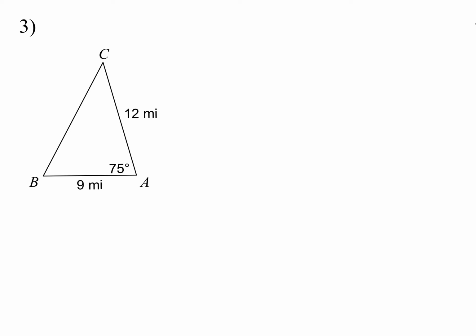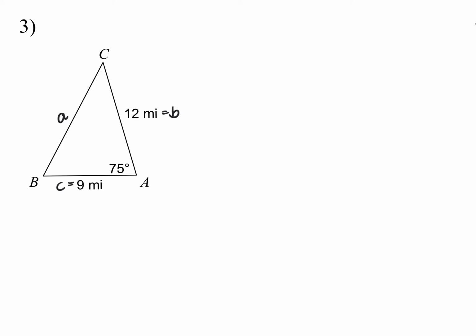Starting out the same way as with law of sines, I'm going to label my triangle just to make sure that I know what each side is. Across from angle A is little a, across from angle C is little c, and across from angle B is little b. Now I want to notice the difference between what we just did with law of sines and what we're going to do with law of cosines.